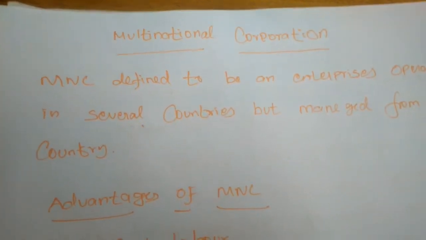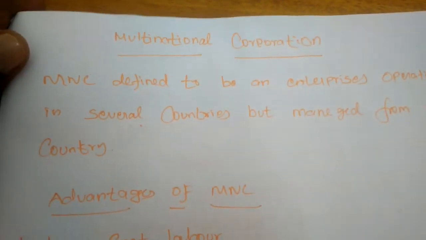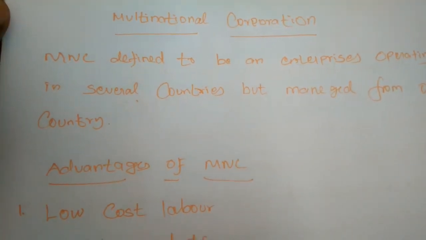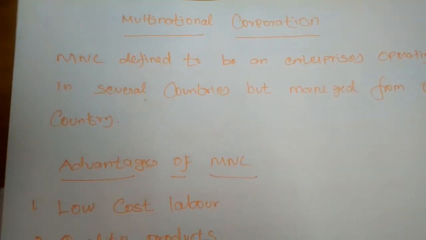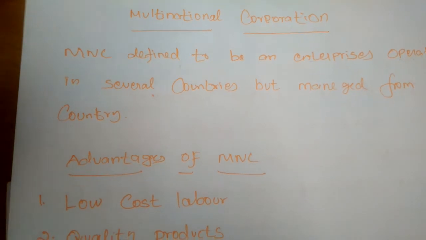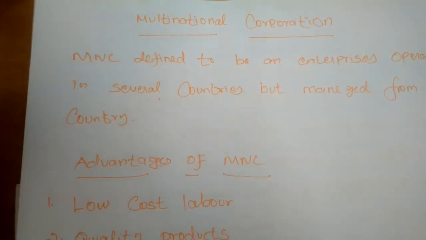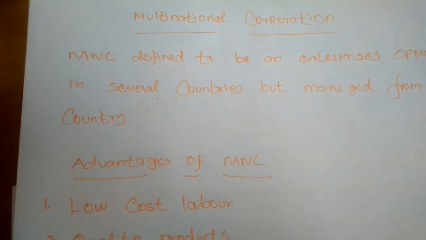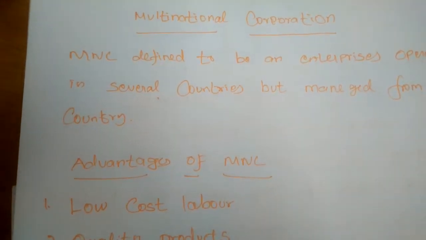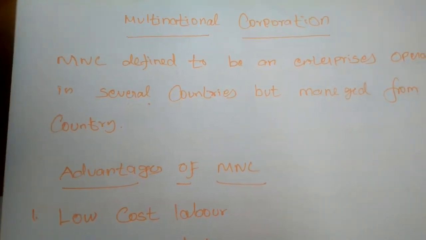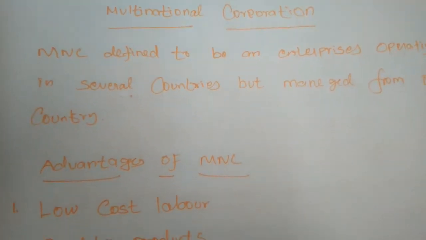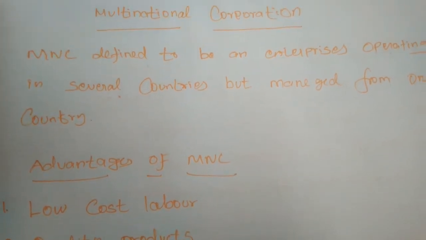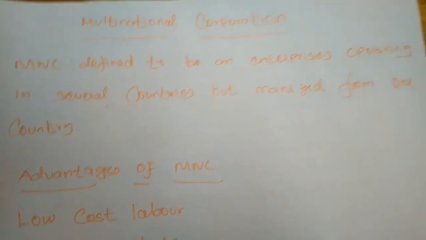Our next chapter, the 8th chapter, is multinational corporations. This is also one type of business organization. A multinational company is one which is incorporated in one country. This country is called the home country, but its operations extend beyond the home country and it carries on business in other countries. Wherever the branch companies are established, those countries are called host countries, in addition to the home country.